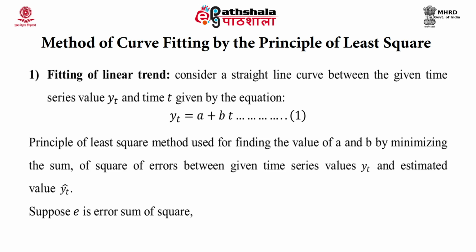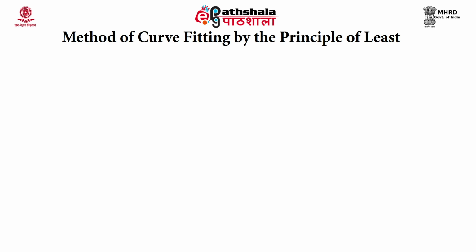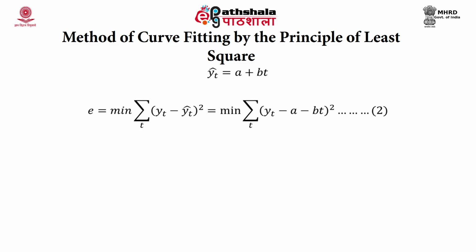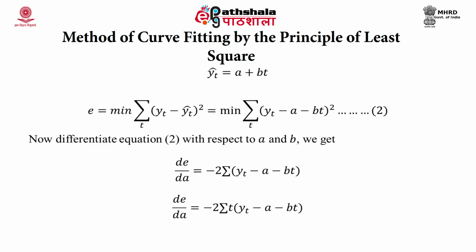Principle of least square method is used for finding the value of a and b by minimizing the sum of square between given time series value yt and estimated value, that is yt hat. Suppose E denotes the sum of square of error and yt hat represents the estimated value of a study variable. So E should be equal to the minimum of the sum of yt minus yt hat, that is, yt minus a minus bt, squared.